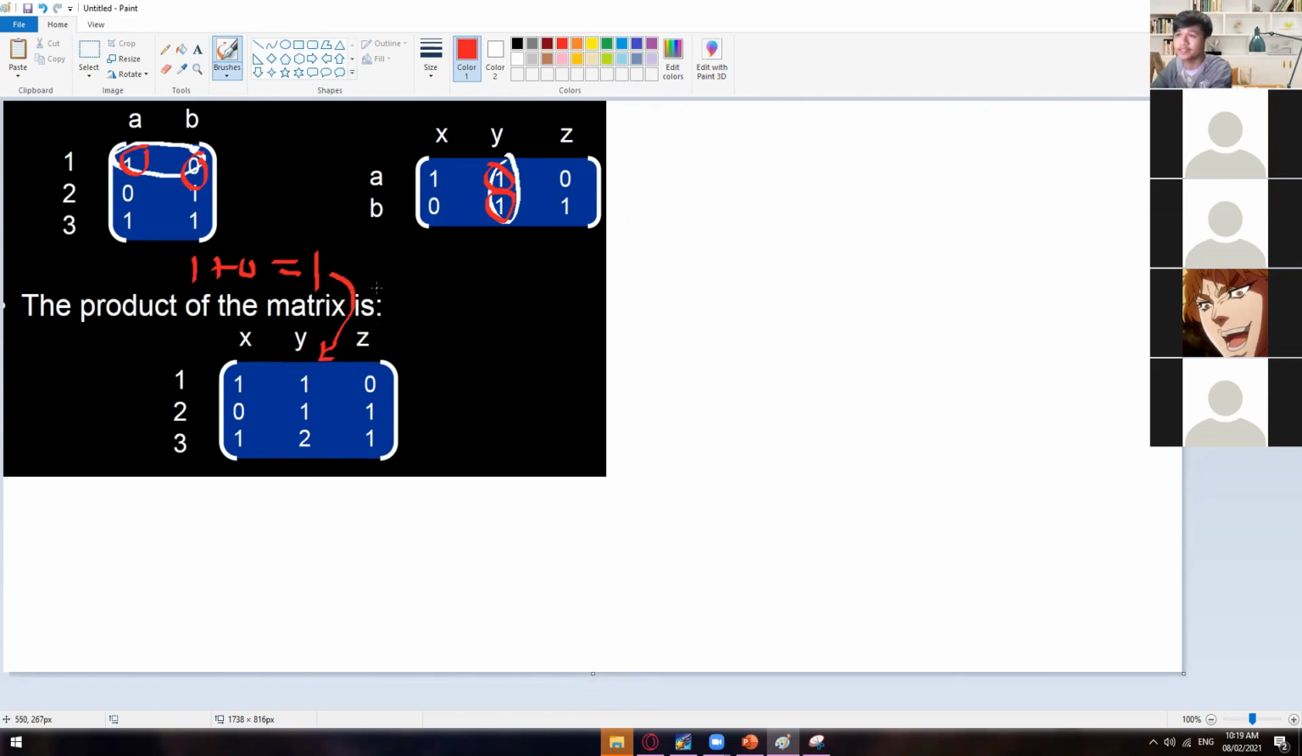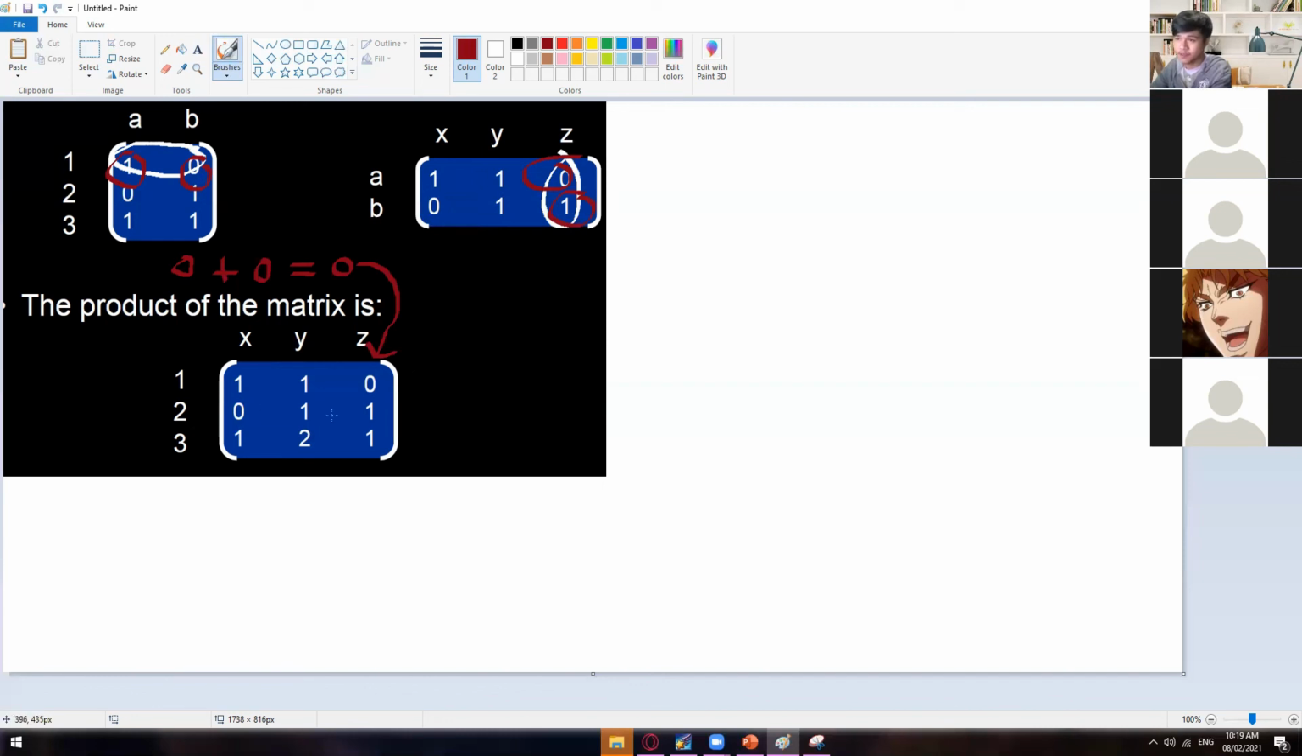And then for the third one, just multiply this row to the last column. So this 1 to this 0. So 1 times 0 is 0, plus 0 times 1 is still 0. So 0 plus 0 is 0, which is now this one. So can you guys follow so far? Yes, sir.